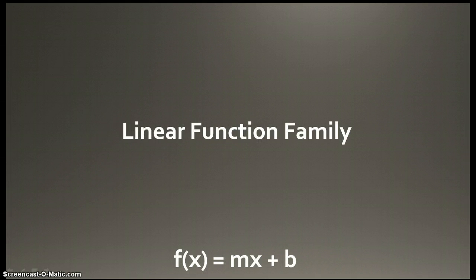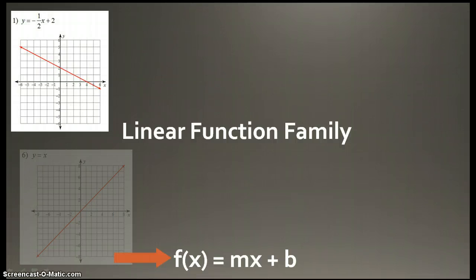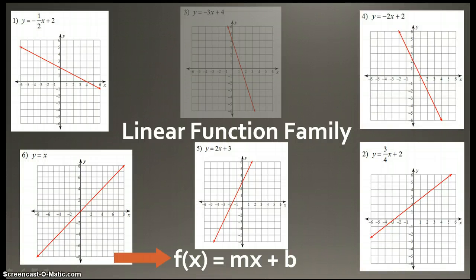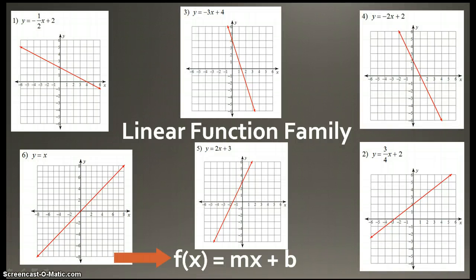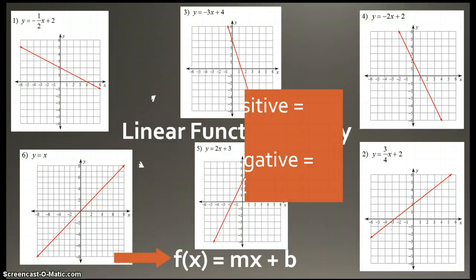Alright, the linear function family. The linear function family has an equation of f of x equals mx plus b, or y equals mx plus b. So the x is just being multiplied by the m, which is the slope. The graph looks something like this. It's just a straight line. You can have a positive or a negative line.